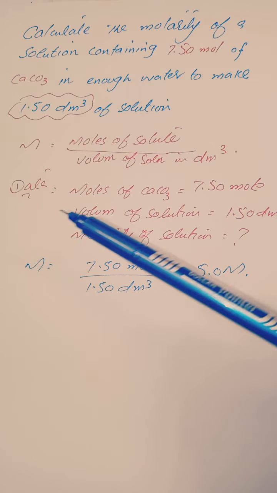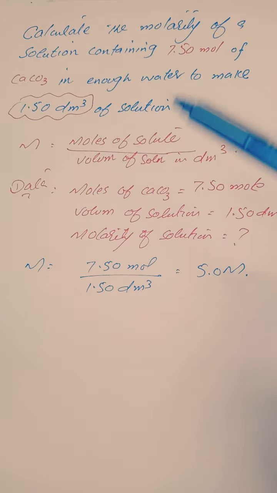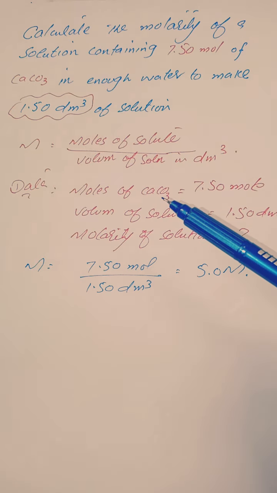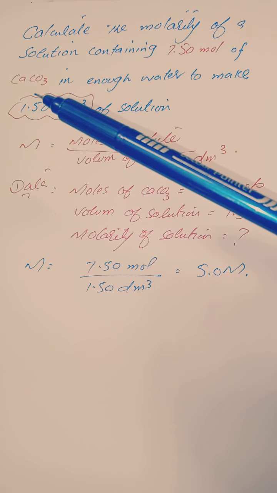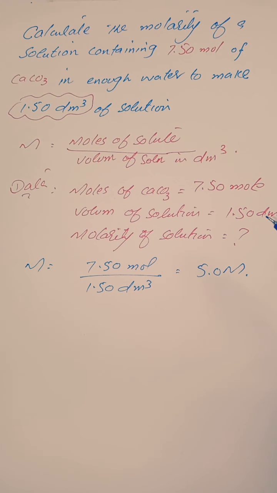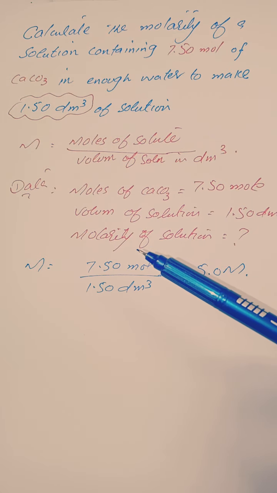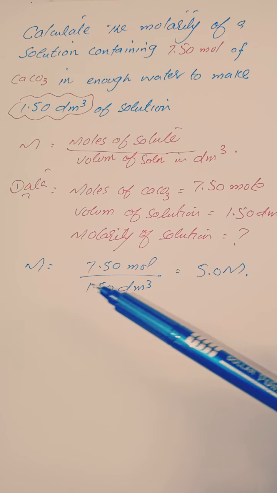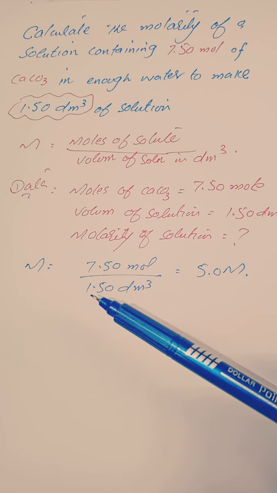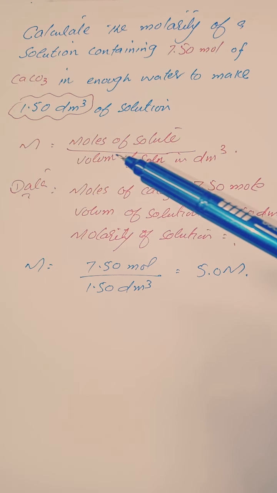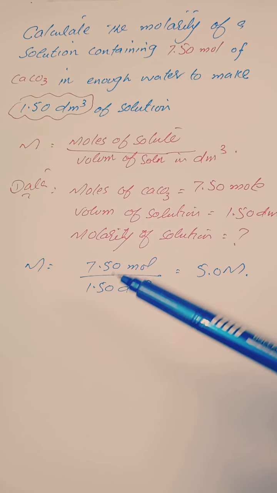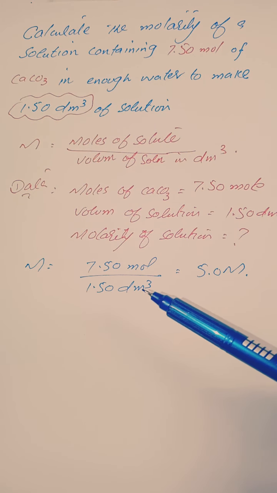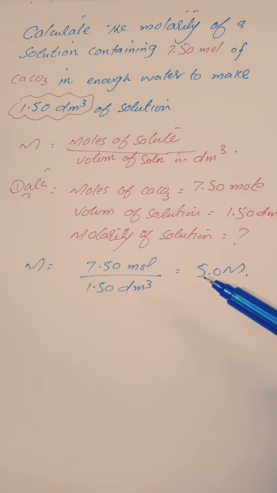If we look at the question, the data given is the moles of solute, which is calcium carbonate, 7.50 moles. The volume of the solution given is 1.50 decimeter cube. We have to calculate the molarity. So molarity is equal to moles of solute, which is 7.50, divided by volume of solution, which is 1.50 decimeter cube. By calculating, the molarity of the solution will be 5 molar.